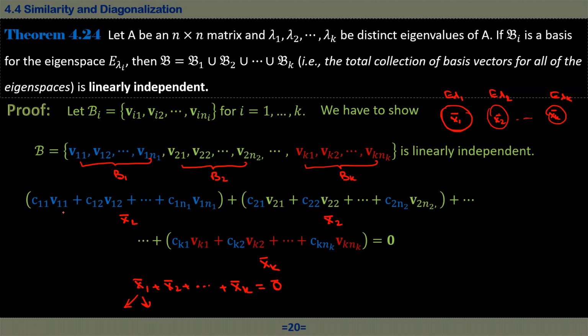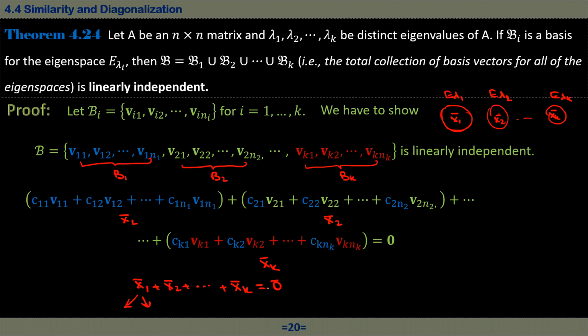Since we know that all of these vectors v11, v12, and so on up to v1,n1 are linearly independent because they form a basis, that forces all these coefficients to be equal to 0. A similar scenario works for the second one and the other cases. So if all of these vectors x1, x2, up to xk are zeros, then automatically all of these coefficients are 0, which proves that all of the vectors in the set B are linearly independent.